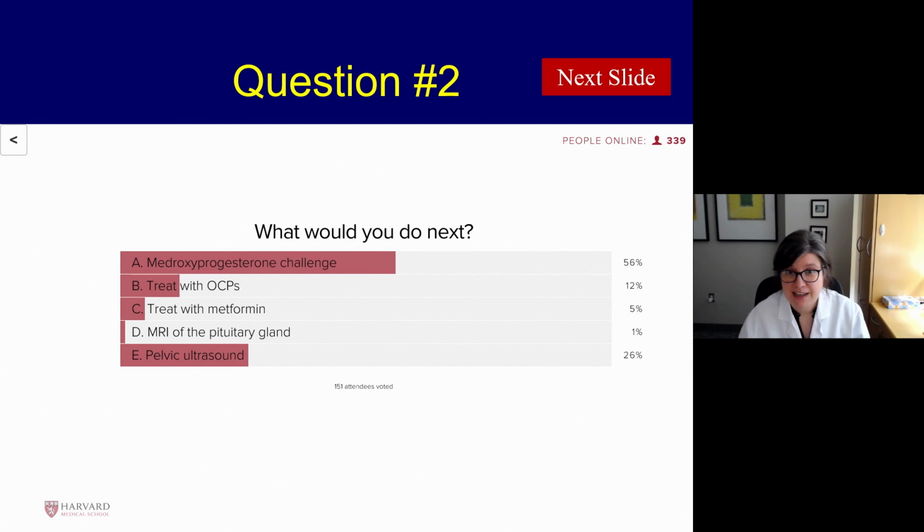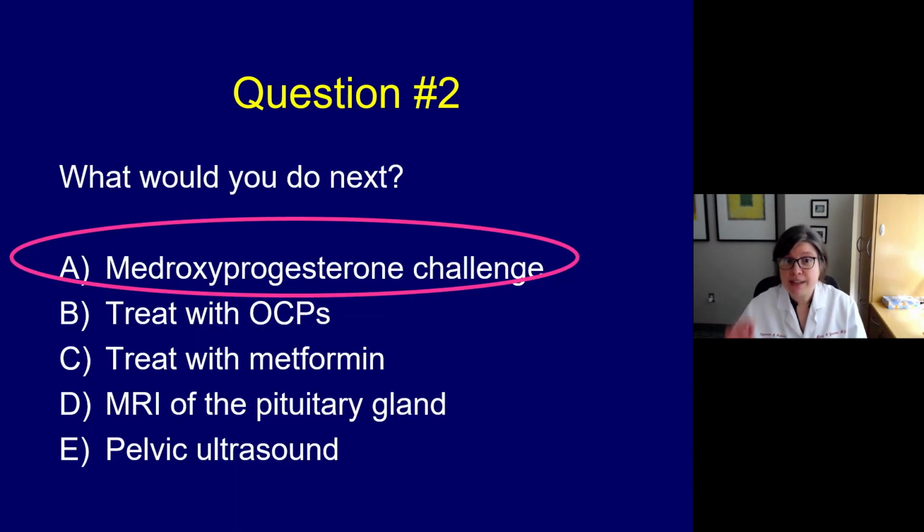I think we're getting good consensus here. So, it looks like about 57% think medroxyprogesterone challenge, and then about 26% think pelvic ultrasound, and then some people OCPs or metformin. So the correct answer is a medroxyprogesterone challenge.